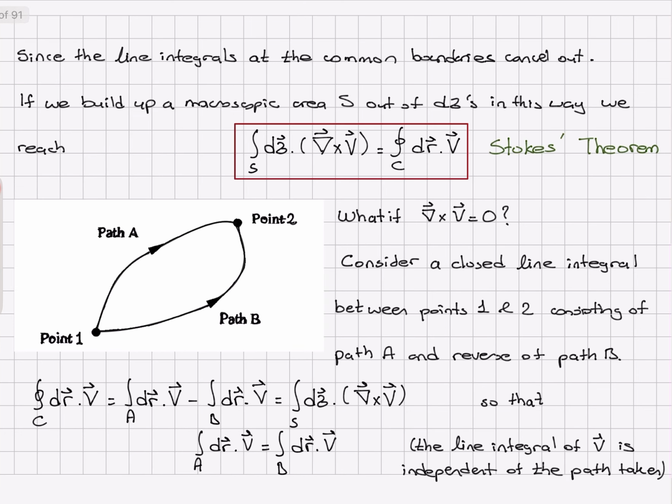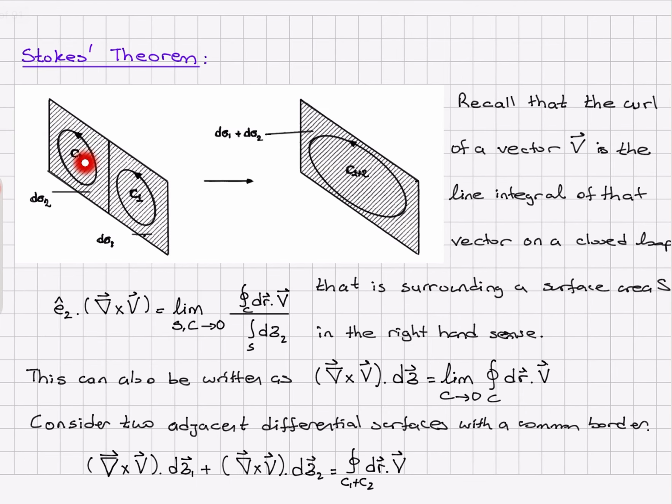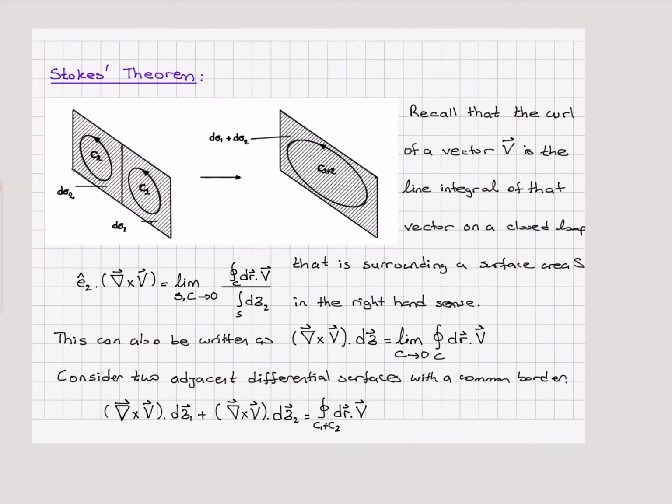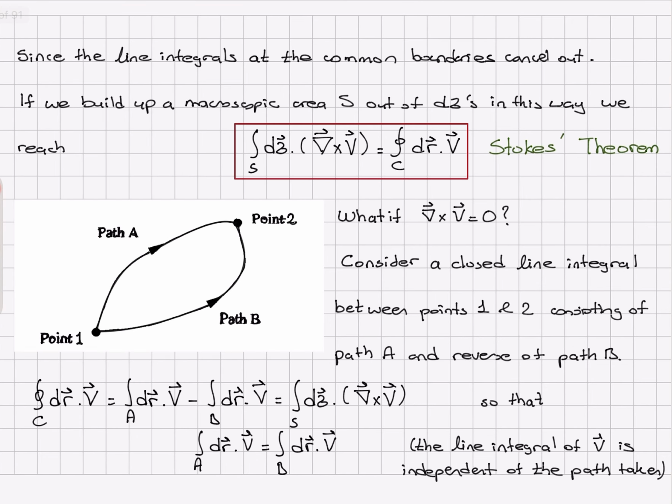And if I add up contributions from all such neighboring d sigmas, this implies that for a macroscopic area S, the integral over the surface area d sigma dot curl V is the closed path integral dr dot V. This is Stokes theorem.